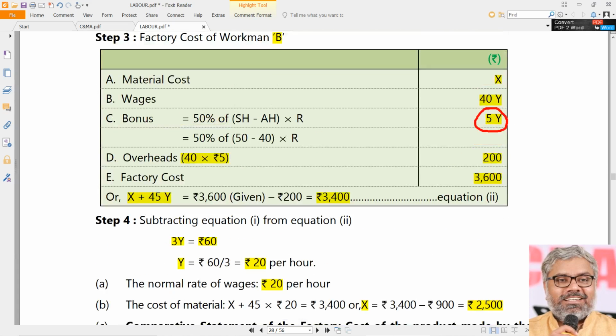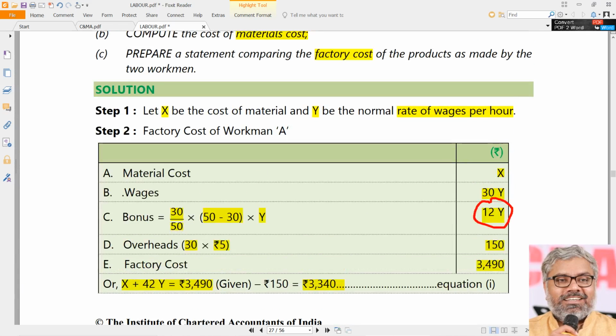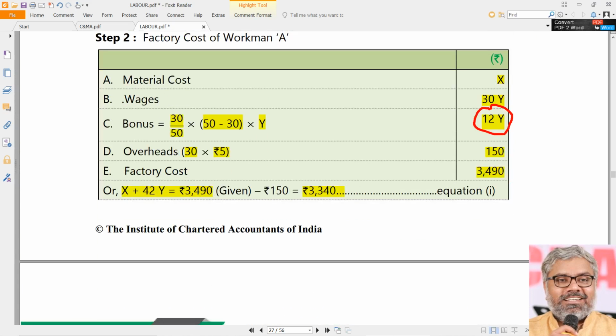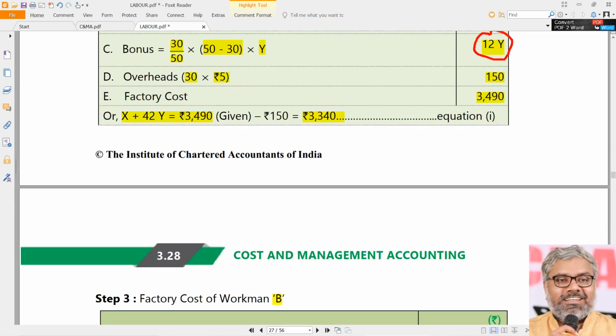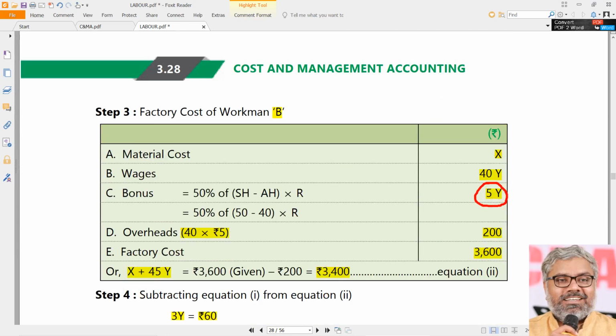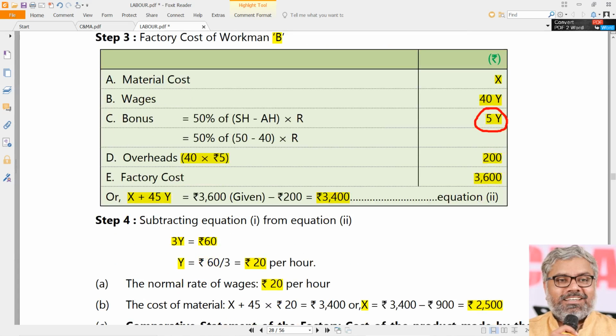So the main point in this type of question is you should know the Halsey plan and Rowan plan very well, and you should be able to apply those plans for the computation of premium paid to each worker. And in this particular problem, there are two unknown variables. When there are two unknown variables, the only way is to create two simultaneous equations and solve them. And that's what is done here.